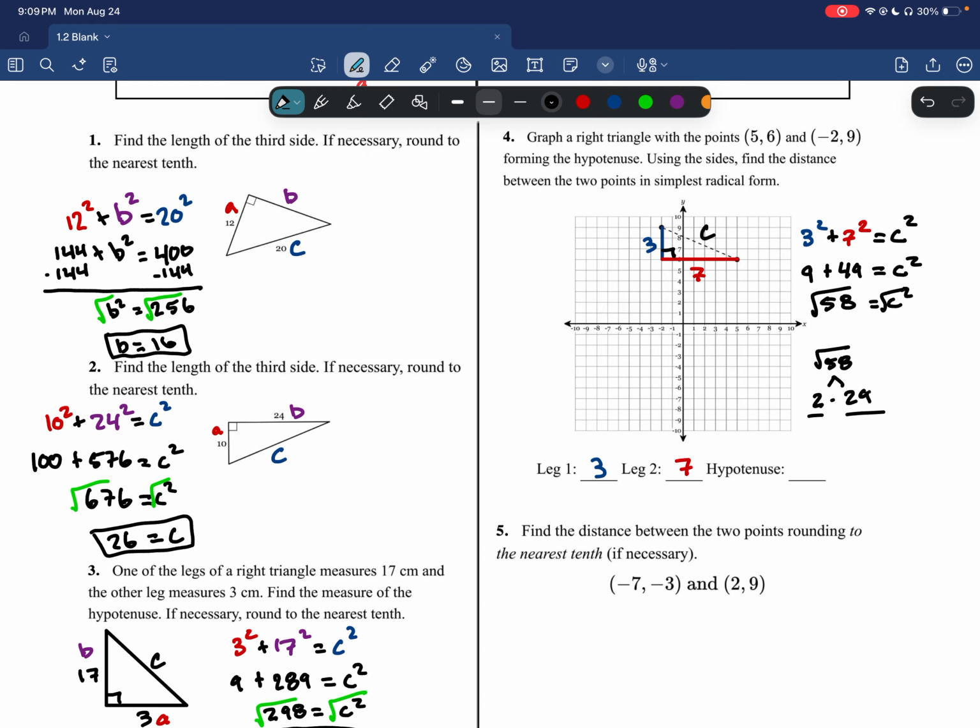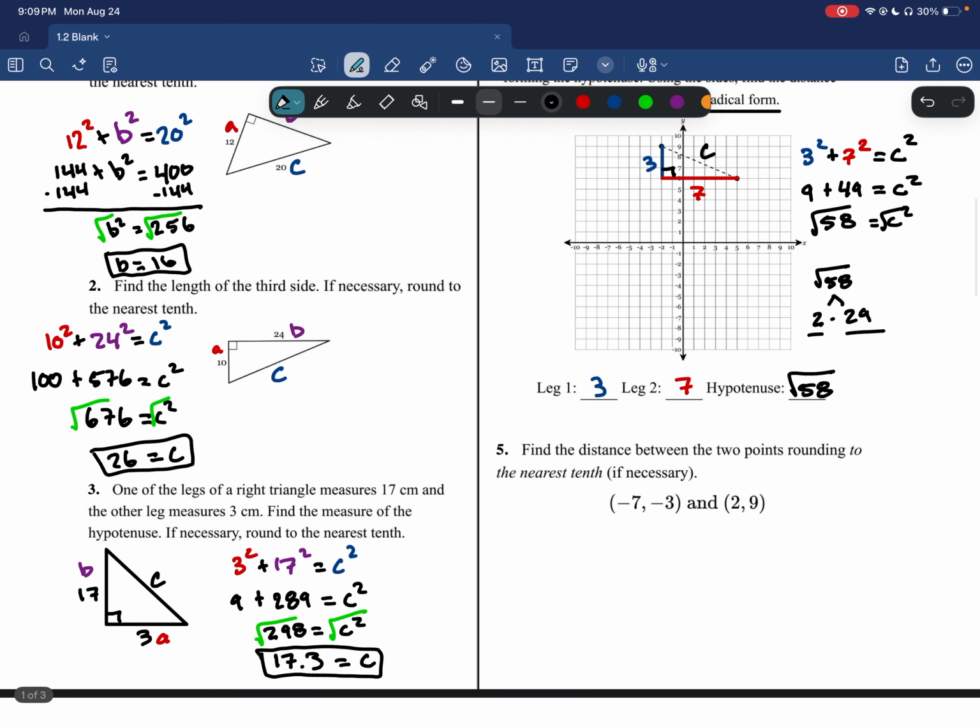So I've reached 2 prime numbers. There's no pairs here that I can bring out of my radical, which means this is as simple as it's going to get, okay? So the hypotenuse has a distance of the square root of 58. That is my answer in simplest radical form, okay? So sometimes they will simplify, sometimes they won't. But there's the distance of my hypotenuse, okay?